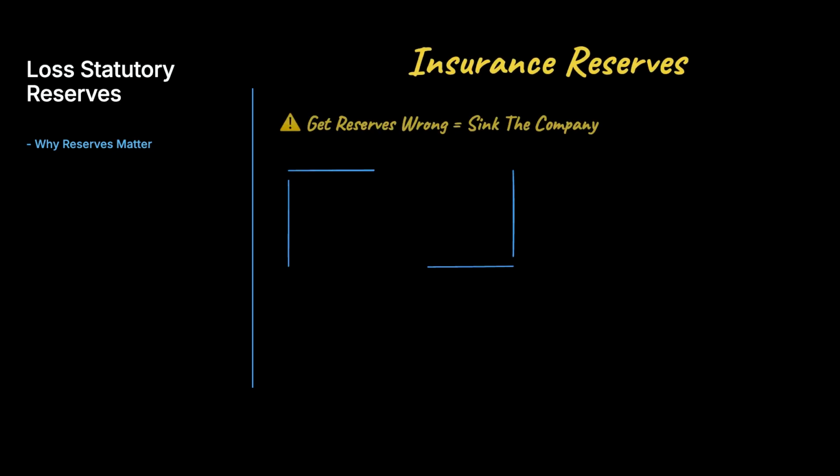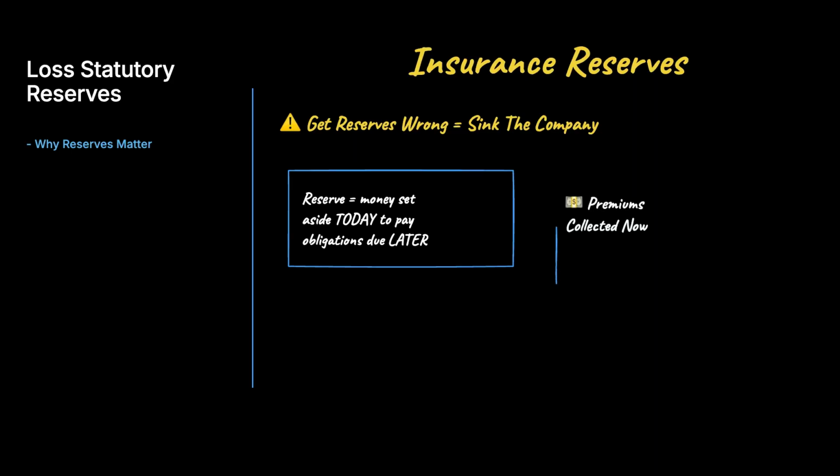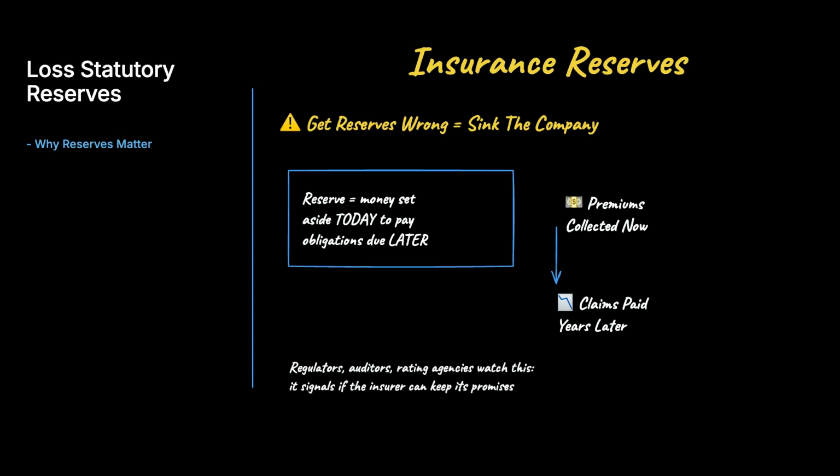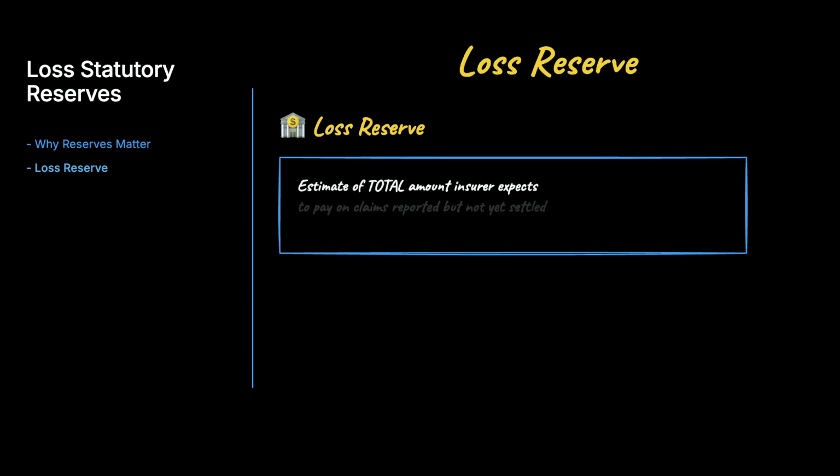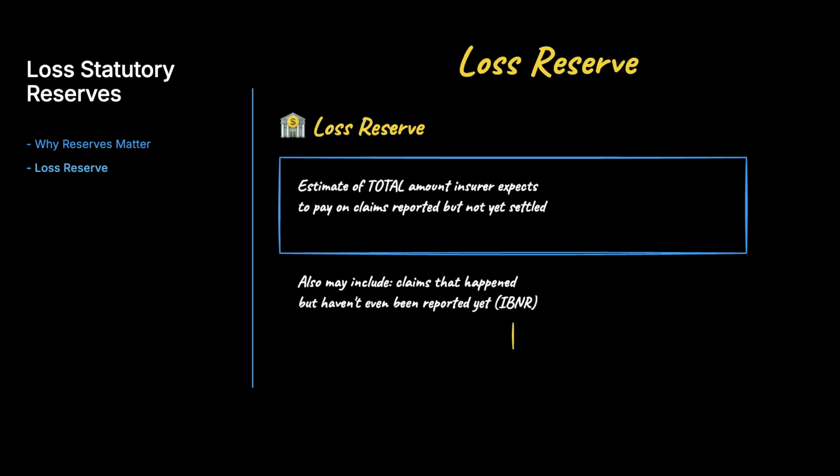Now let me tell you about something that can sink an entire insurance company: getting its reserves wrong. A reserve is simply money set aside today to pay obligations that come due later. It sounds like trivia, but regulators, auditors, and rating agencies obsess over reserve levels because they signal whether an insurer can keep its promises. There are two reserve types the exam cares about, and the first is the loss reserve.